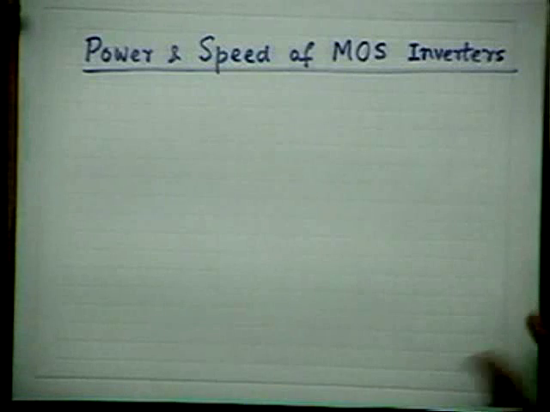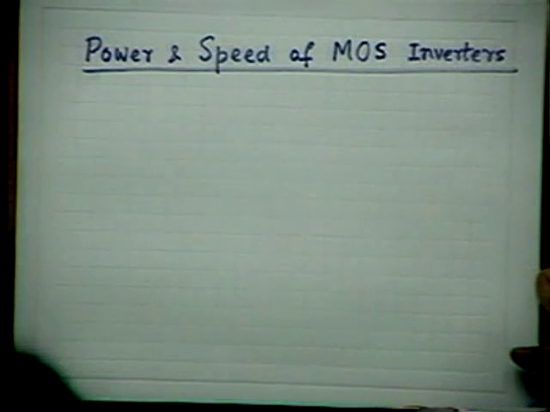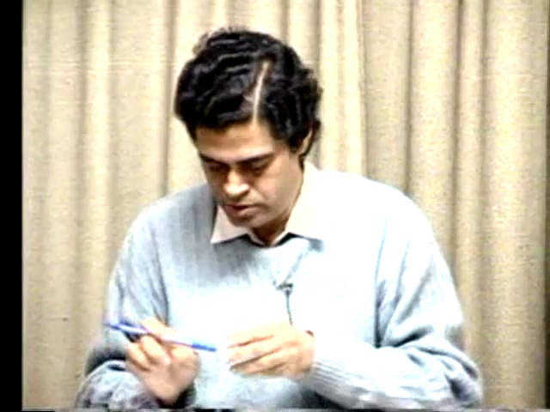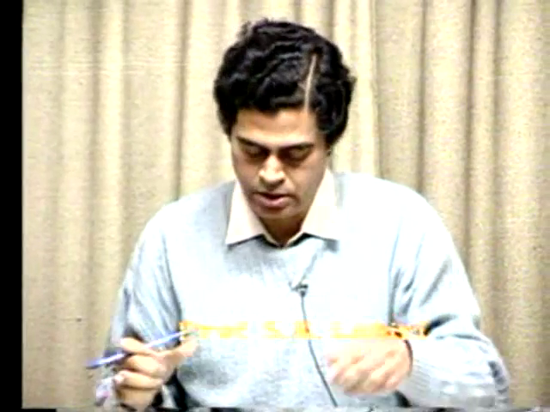So today we shall cover the topic power and speed of MOS inverters. Let us start with CMOS because, as I've told you, CMOS is the most important technology today. So for CMOS, let us see how we can have a rough estimate of power dissipation. Power dissipation of CMOS.